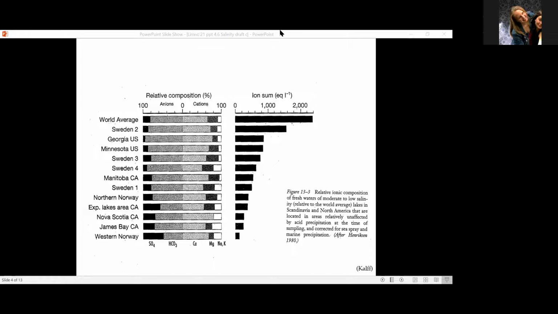And what are those ions? What particular chemicals are they? Well, this is showing a bunch of different sets of lakes from around the world. Here's an overall world average. Let's start with that. And what you can see is that when you look at all of the anions that are dissolved in water, the most abundant anion is bicarbonate. And then the second most abundant one, that accounts for maybe about 20% of the total, is sulfate.